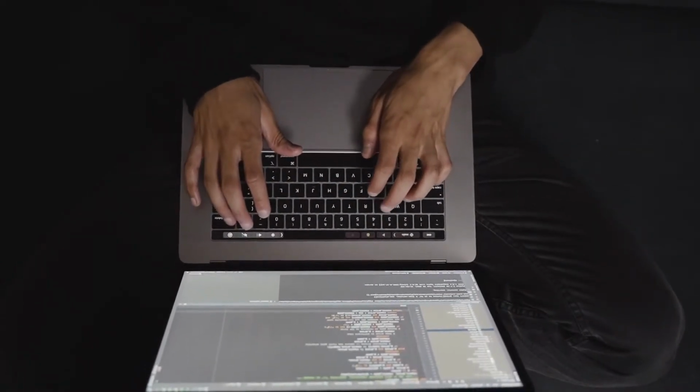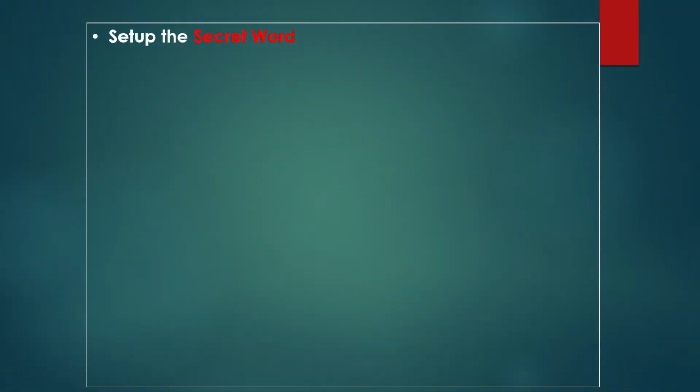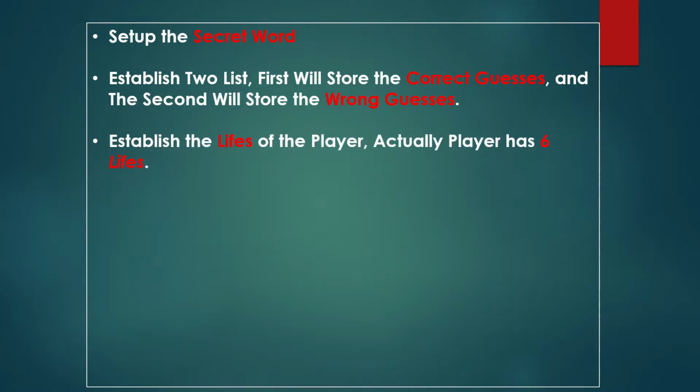So let me tell you what this Hangman game needs to look like. First, we need to set up the secret word. Next, we need to establish two lists. The first list will store the correct guesses and the second list will store the wrong guesses. Next, we need to establish the lives of the player. Actually, the player has 6 lives.